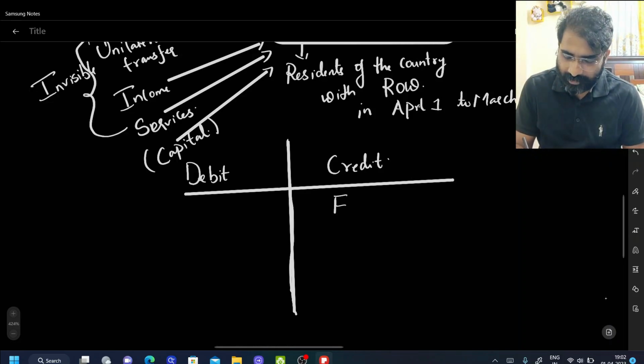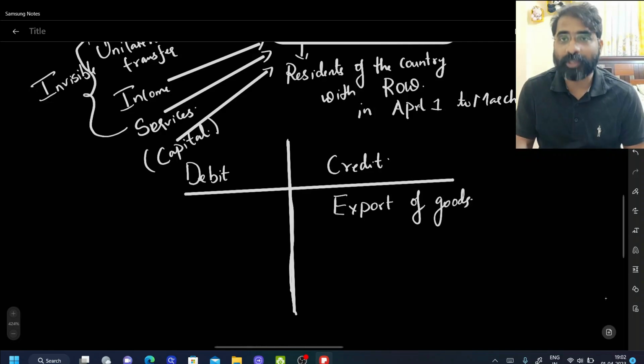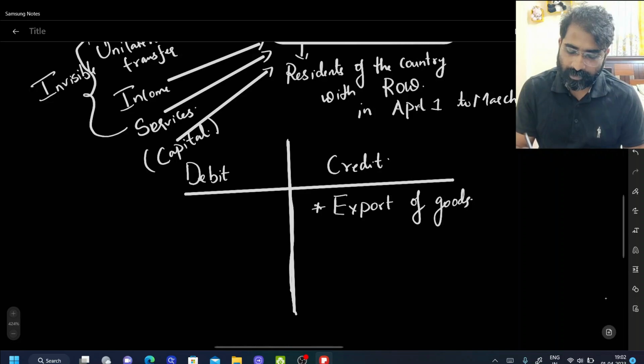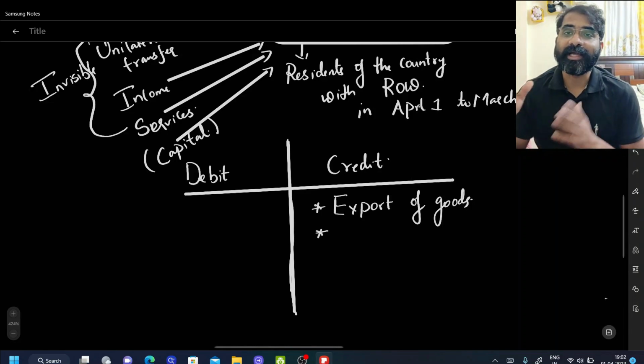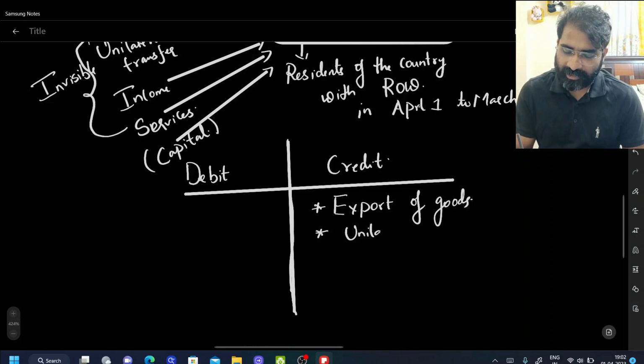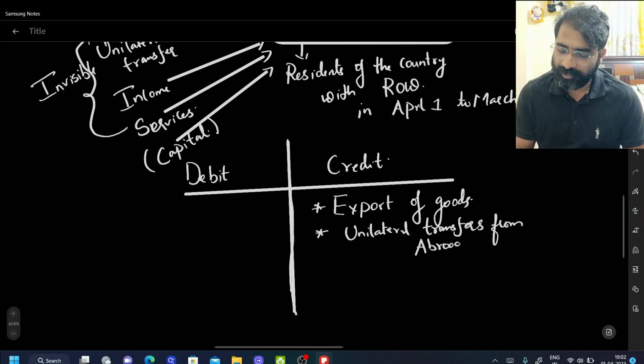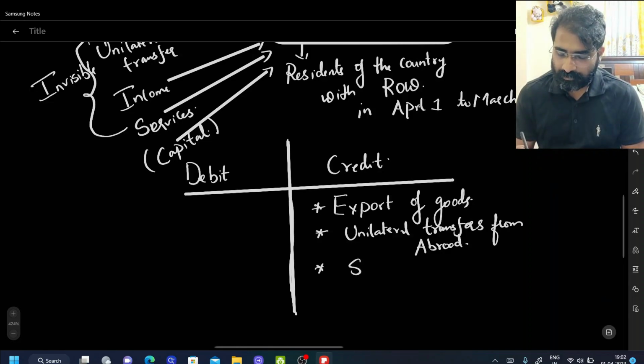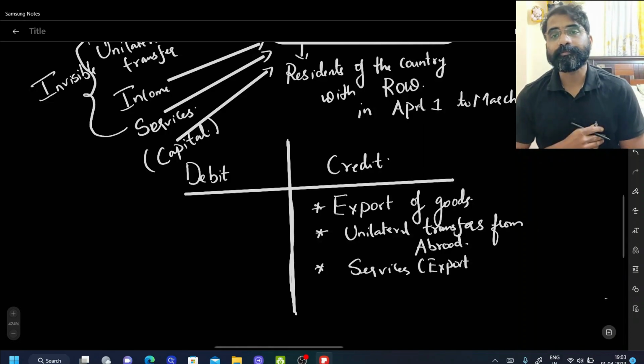Simple. When I say credit, what will come in the credit? Export of goods. When I'm exporting goods to other countries, I receive money, dollars. So export comes into the credit part. Similarly, unilateral transfers from abroad. Unilateral. Very important. One-sided. In return, there is no good, etc. Unilateral transfers from abroad. Money is moving into the BOP account. Then export of services.